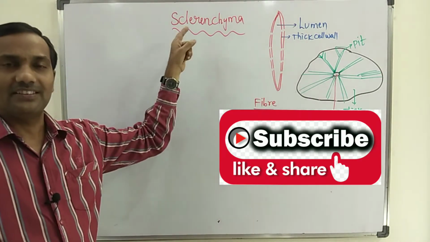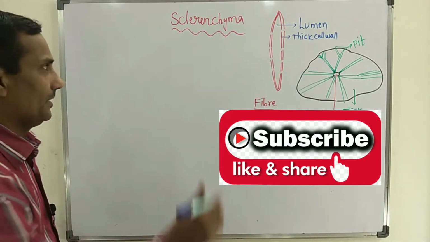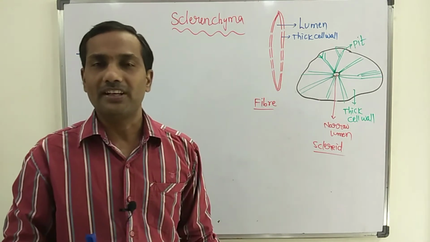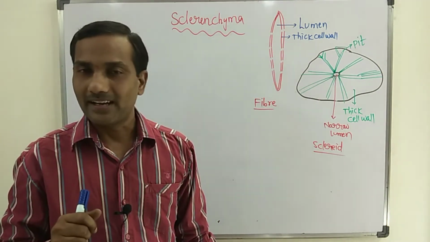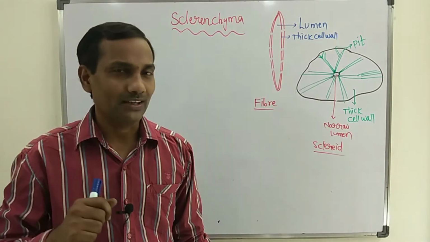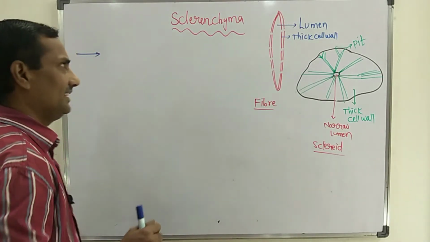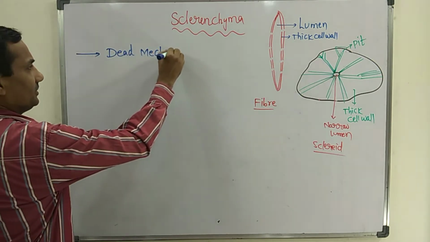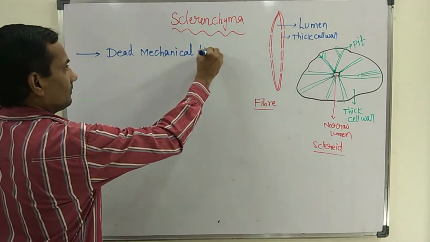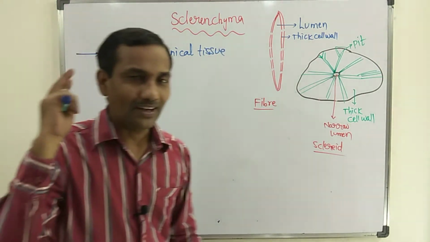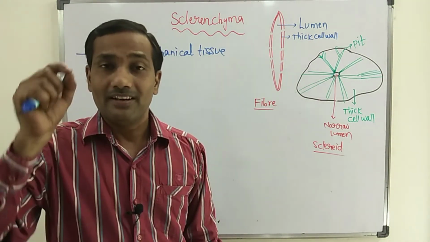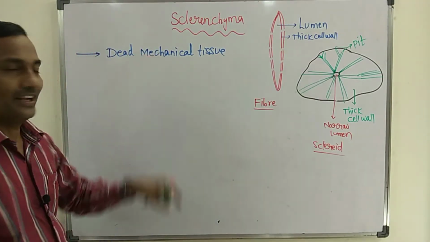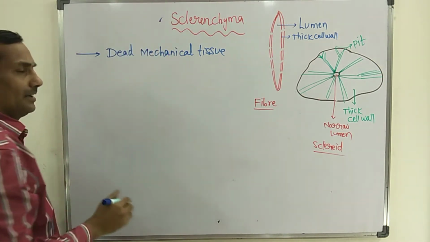Now we discuss detailed information about sclerenchyma. Simple tissues are broadly divided into three types. The first one, parenchyma, second tissue, collenchyma, third tissue, sclerenchyma. Sclerenchyma is a dead mechanical tissue. There are two types of mechanical tissues: living mechanical tissue, collenchyma, whereas dead mechanical tissue, sclerenchyma.